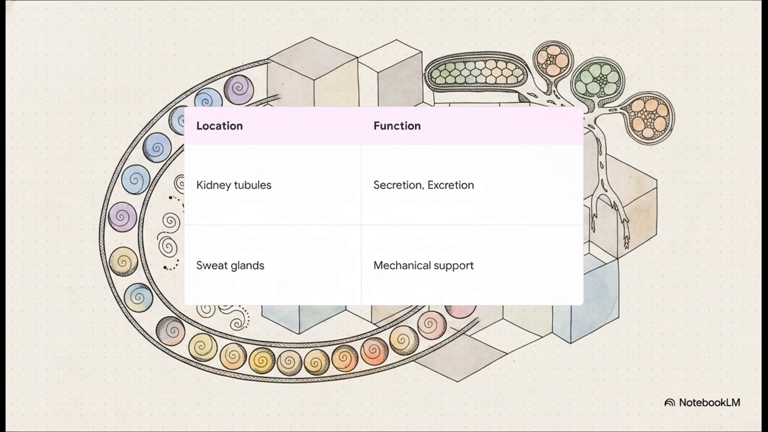You are not going to find these where fast gas exchange is needed. Instead, you find them in places like kidney tubules or the surface of the ovaries, where they handle complex secretion, excretion, and absorption. You'll also find them in the ducts of salivary glands, sweat glands, and the pancreas, where their sturdy cube structure provides vital mechanical support to the glandular walls.